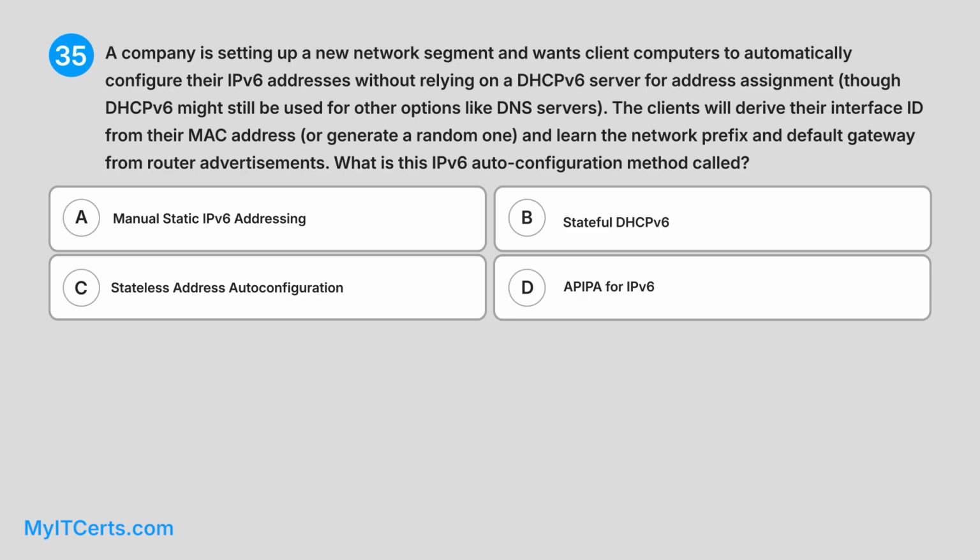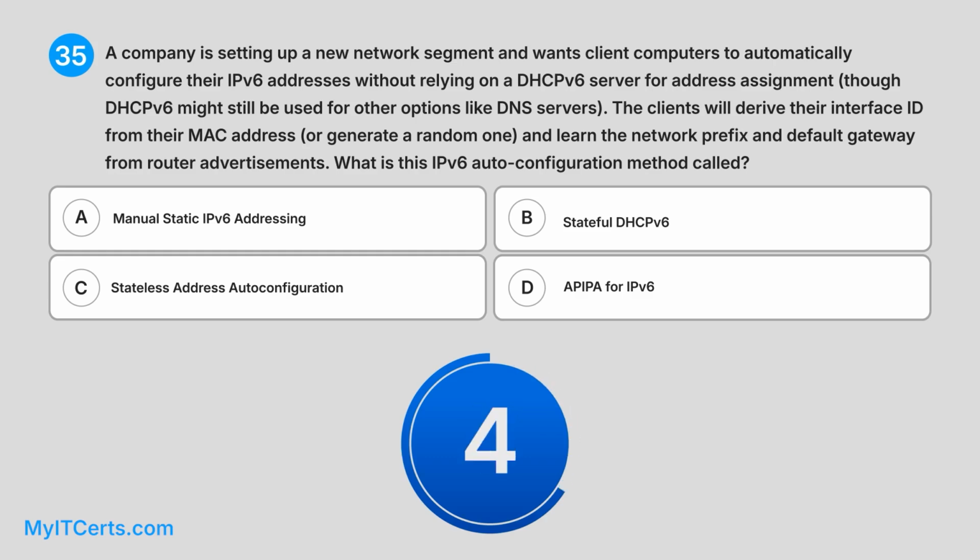A. Manual static IPv6 addressing. B. Stateful DHCPv6. C. Stateless address auto-configuration. D. APIPA for IPv6. Do you know the answer?